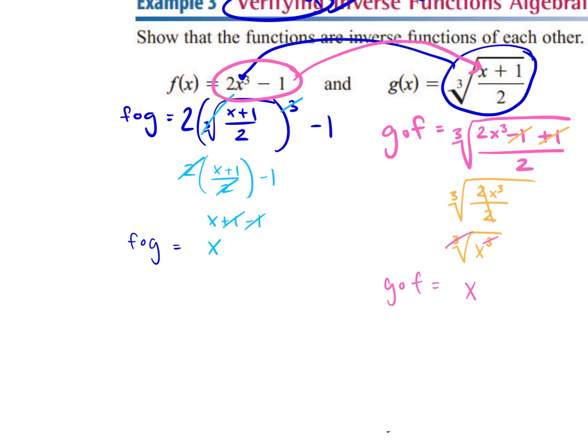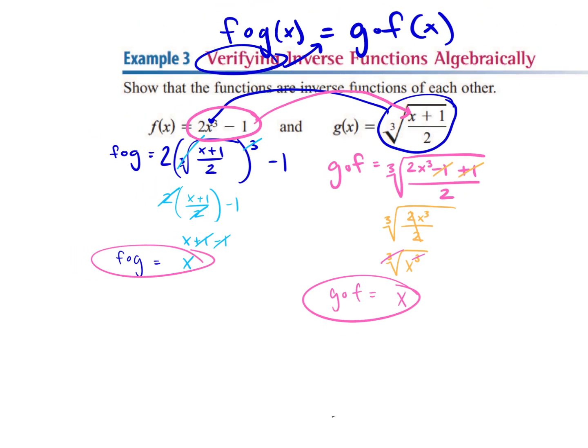Does f of g and g of f equal? Are these the same thing? Yep. So then, yes, these are inverses of each other. So because these are equal, because they're the same thing, they're inverses. So to verify, you take one, plug it into the other, then do the same thing, but opposite. And you have to get the same answer.